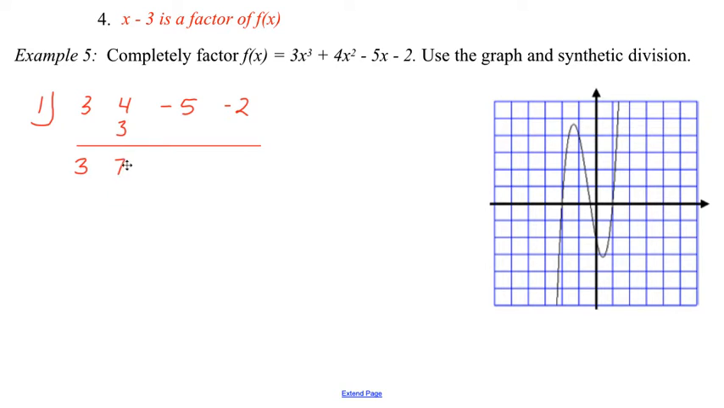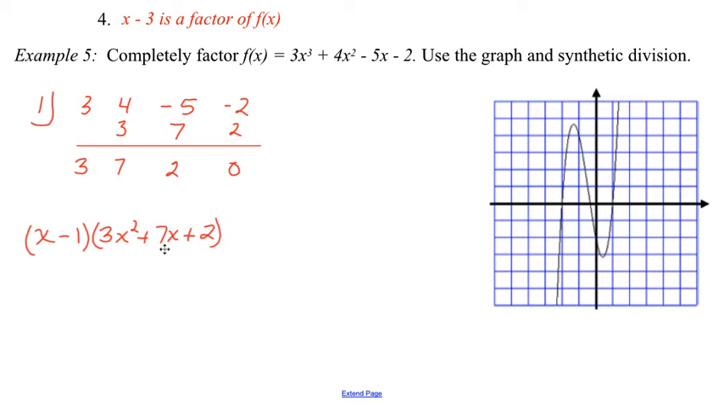And then we multiply 7 times 1 to get 7, and then we add and we get 2. 2 times 1 is 2, and we add to get a 0 remainder. So this shows us that x equals 1 is a solution. It is an x-intercept. So the factor x minus 1 is actually a factor of the polynomial.